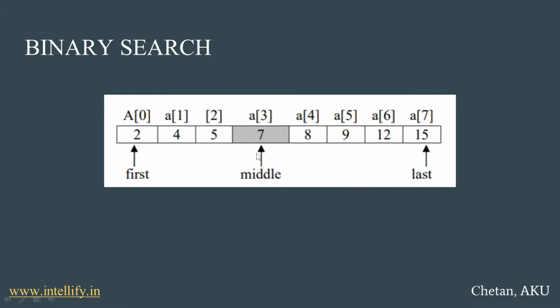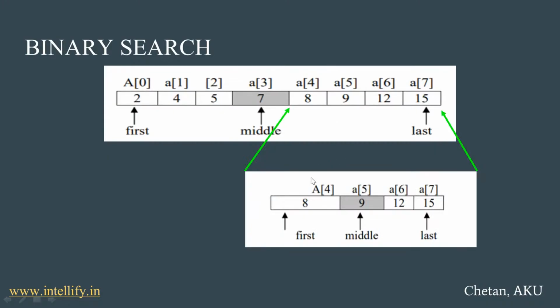Now it compares the required element we want to search with the middle element. Like here it tries to compare with 12 and finds that the middle element is not equal to 12. Then it understands that 7 is less than 12. That means the element we want to search must lie on the right side of the middle index of the array. Therefore, in the next iteration, we need to search only this part of the array.